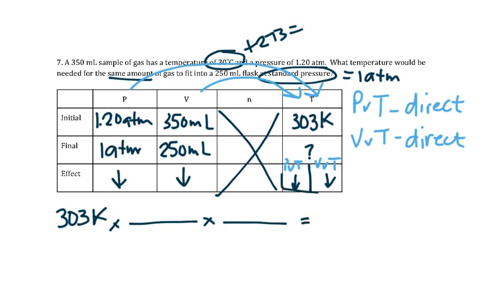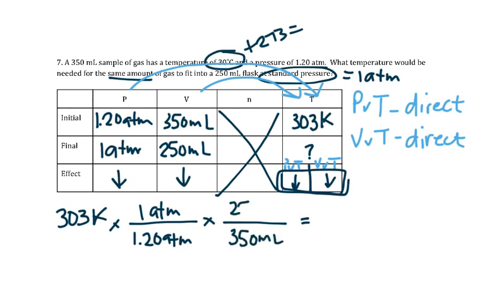Okay, both arrows are pointing down for your effect, so that means big numbers for both sets should fall to the bottom. So 1.2 goes here, put 1 atmosphere up here, and then 350 milliliters there, 250 up top. When you do that calculation, you should get something around 180.357 Kelvin. So it did, in fact, go down a pretty decent amount.